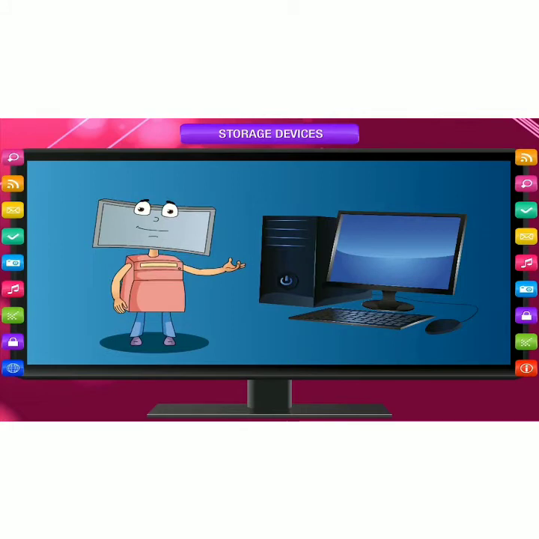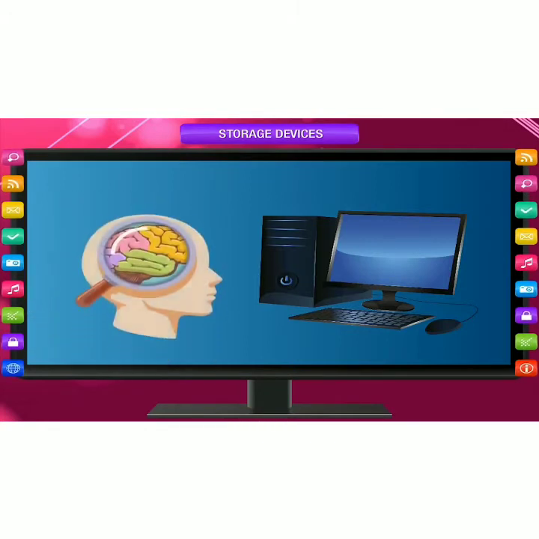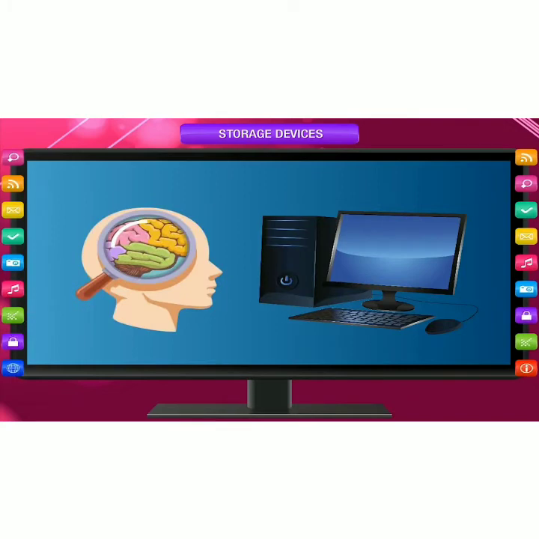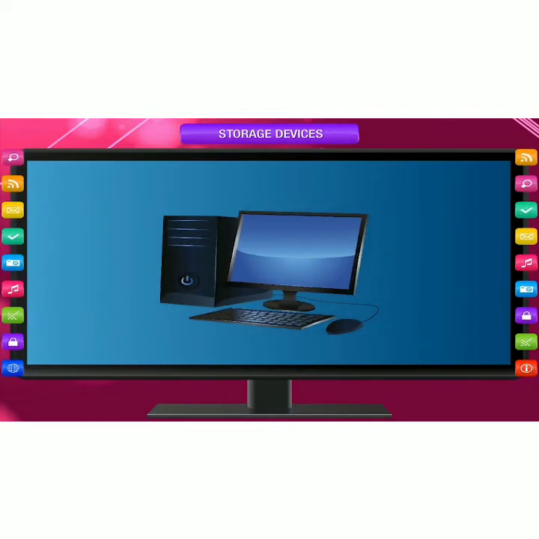Next one, storage devices. All of you know that we store the information in our brain, but we tend to forget. But computer never forgets what it is stored. Now, how we will define storage devices? The parts of computer we use to store information are called storage devices. They are also called memory devices.